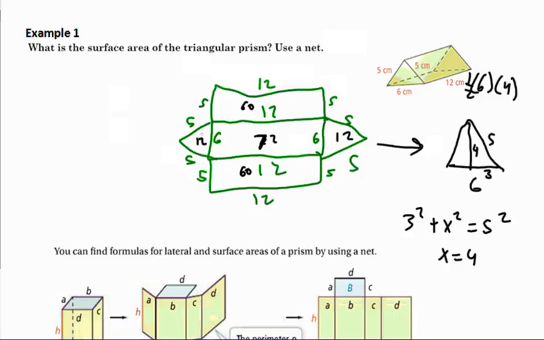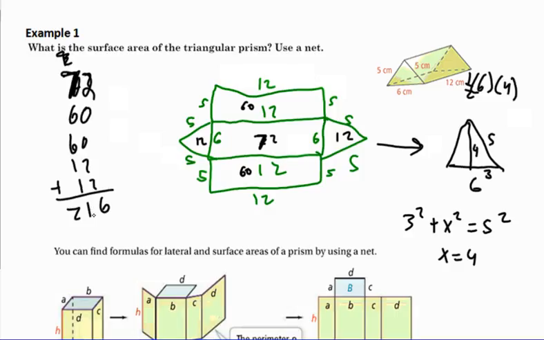Add them all up to find the regular surface area. 72, that is a 7, not a 2. 72, 60, 60, 12, and 12. I'm going to add them up here, the traditional way. Oh, we don't have to carry anything there. So 7 plus 6 plus 6 plus 1 plus 1: 12, 14, 21 it looks like. So 216, I hope I did that right, centimeters squared. This area is squared. Alright?